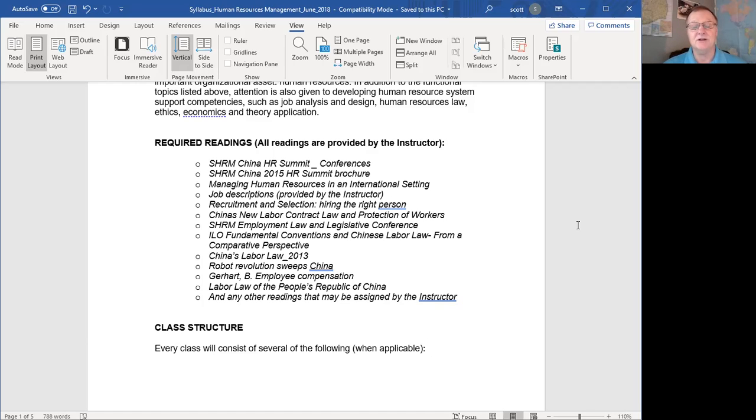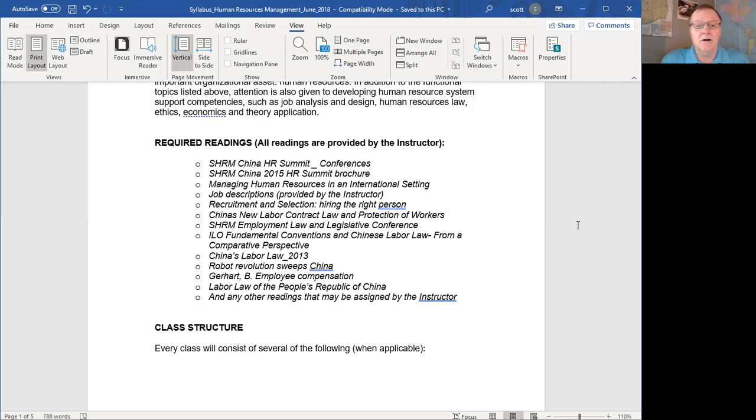The other reading, Management and Human Resources in an International Setting. I'm going to provide you with job descriptions so we can walk through how to write a job description for prospective employees. Recruitment and selection, hiring the right person. It's another document that I'll ask you to read. China's new labor contract law and protection of workers. So that'll be a resource for you as well. The SHRM Employment Law and Legislative Conference publication. I want to share that with you.